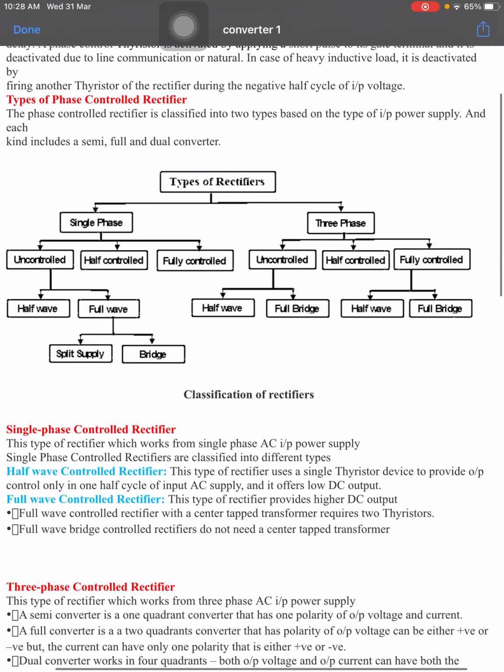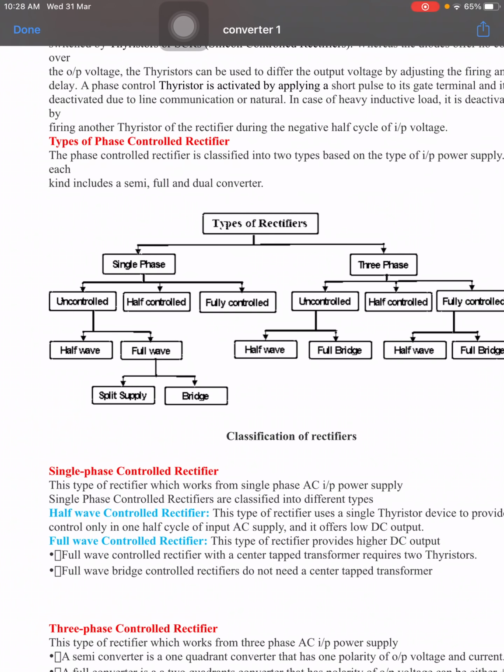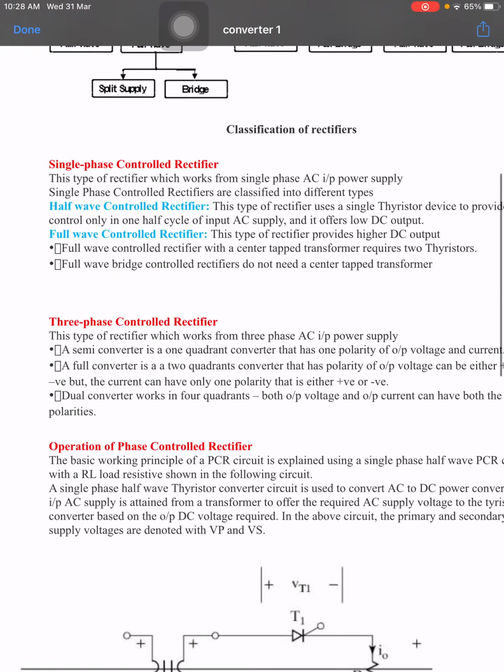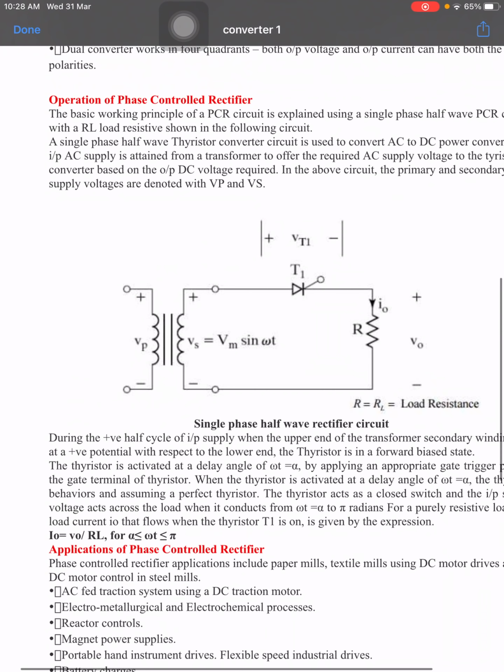This is the phase controlled rectifier. What are the types of rectifiers? Single phase rectifier and three phase rectifier. Then what is the operation of a phase control rectifier? PCR stands for phase controlled rectifier. Phase refers to the supply, and controlled rectifier means we are controlling the thyristor. How do we control the thyristor?